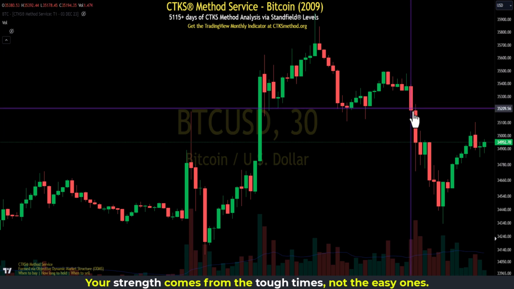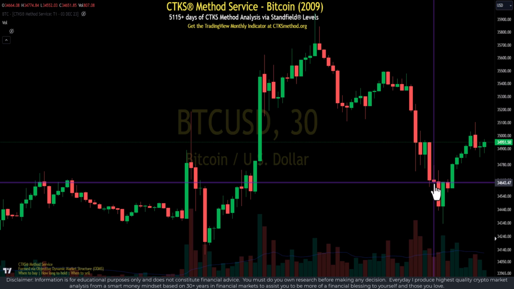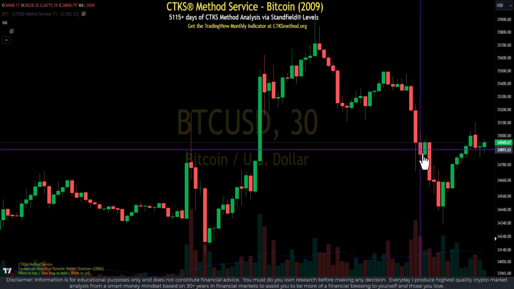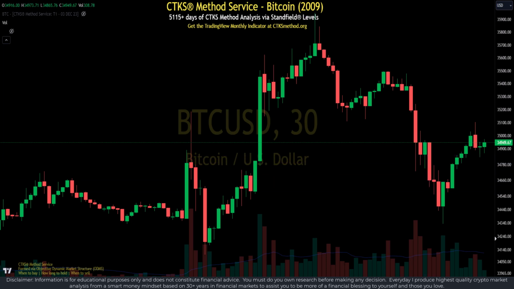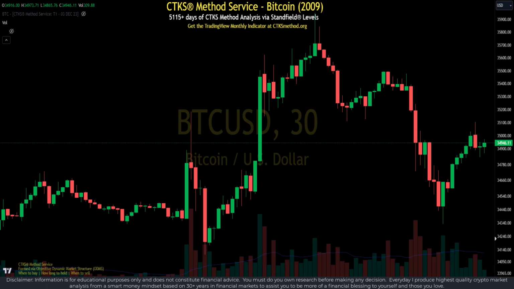For example, if we look over here at this particular price action in Bitcoin, and Bitcoin is currently trading at 34,949, this shows us that there was a lack of structural support in this area. But how do we sense that? How do we detect that? We use the CTKS method. I'm just going to drill into that section.